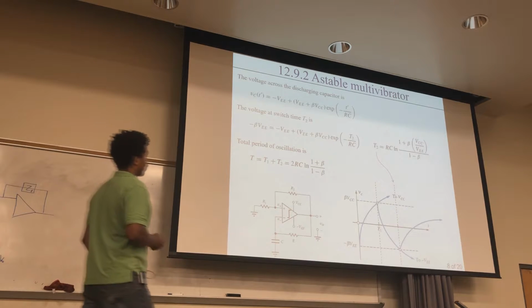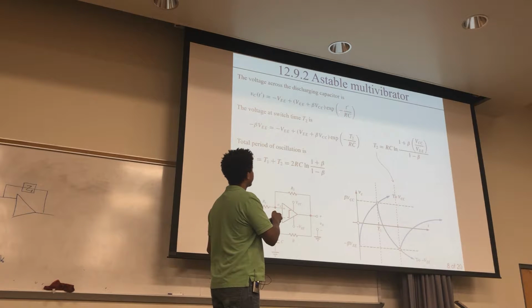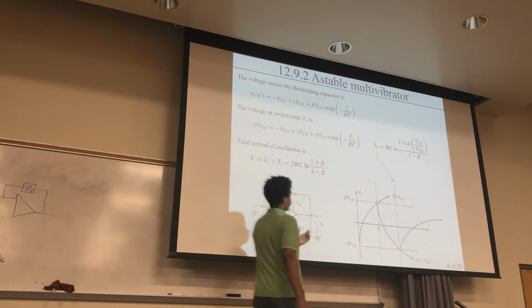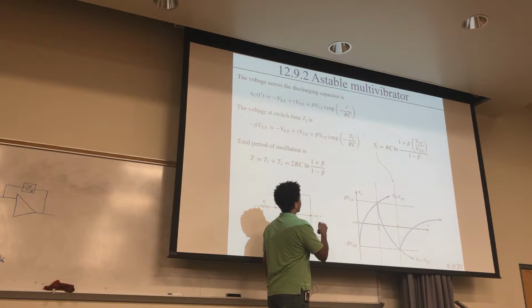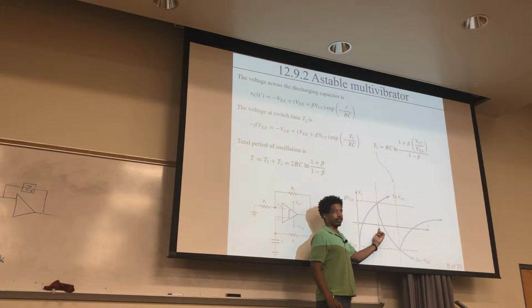Okay, so if you look at your asymptotic values, now remember this is time shifted. Okay, so that's why you don't see something in there like T minus T1.